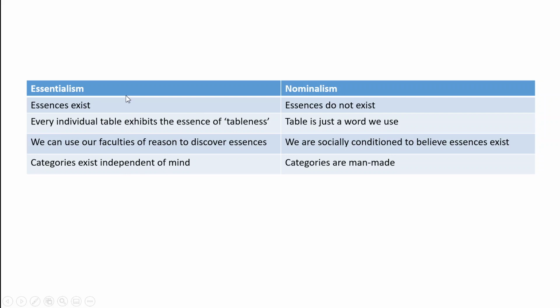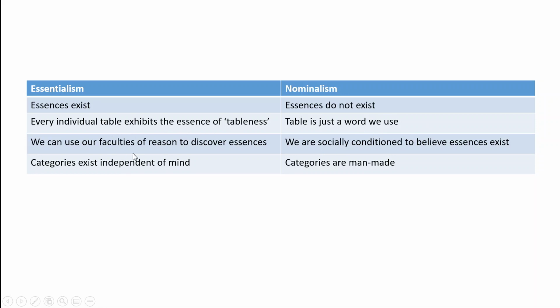Here's the distinction. When we're talking about essentialism, that says that these essences exist, that every individual table exhibits the essence of tableness. We're going to contrast that with nominalism, okay? Nominalism says essences don't exist. That table is just a word. It's just a word we use. It doesn't have any meaning beyond the language that we use for it.